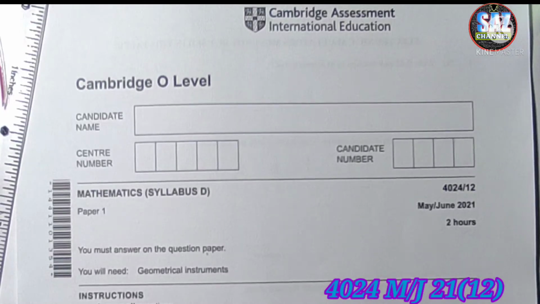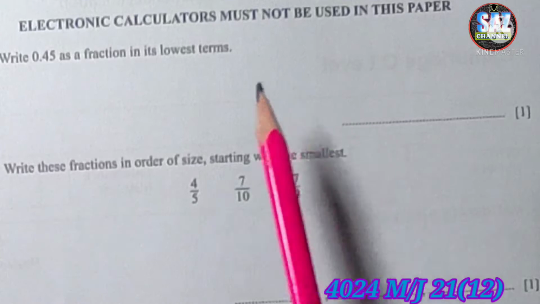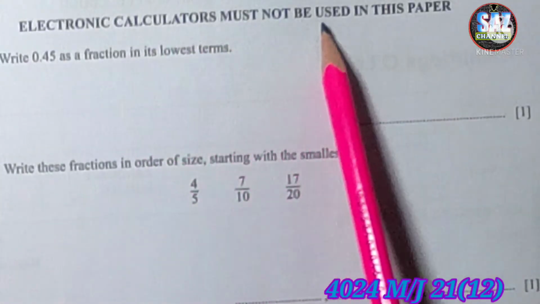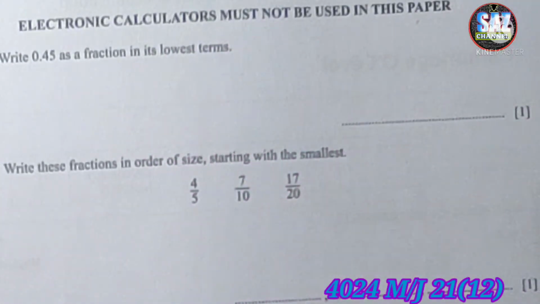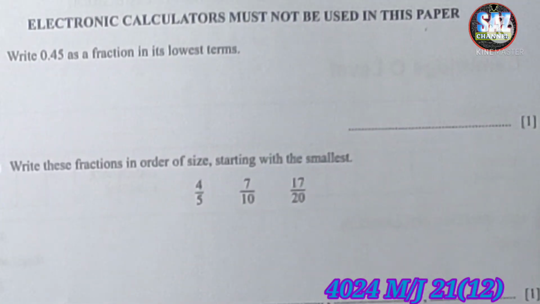So let's move quickly to the solution of the paper, and let me turn the paper. Instruction 1 says that electronic calculators must not be used in this paper. So it means that whatever working we have to do, all of the working we have to do mentally. So let's start question number 1.